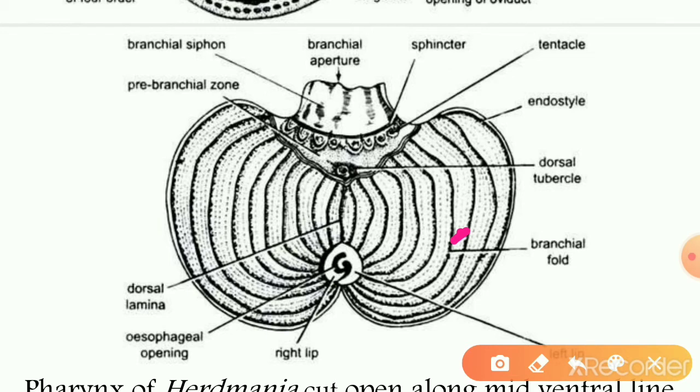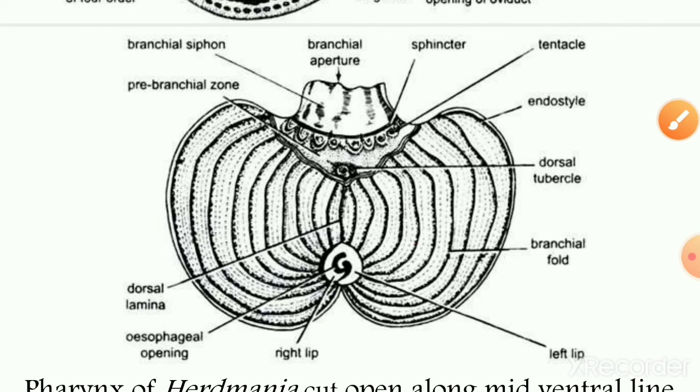And the movement of these cilia helps in drawing the food particles from the prebranchial region to the branchial region. And in the posterior side, here, the dorsal lamina is present on the dorsal side, and on the ventral side the endostyle is present, and the dorsal tubercle is present in front of this dorsal lamina.